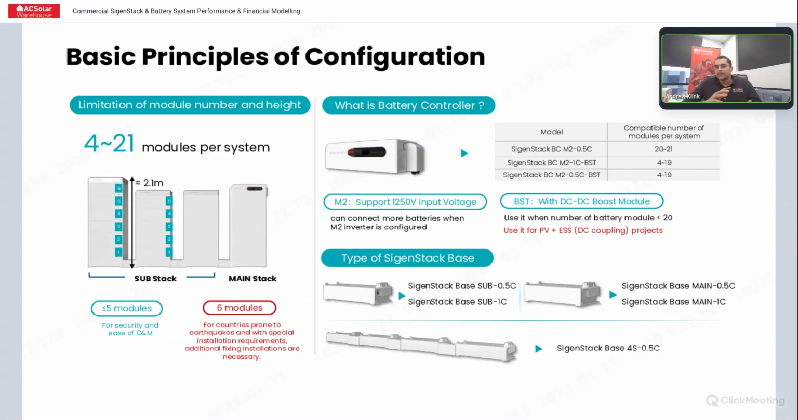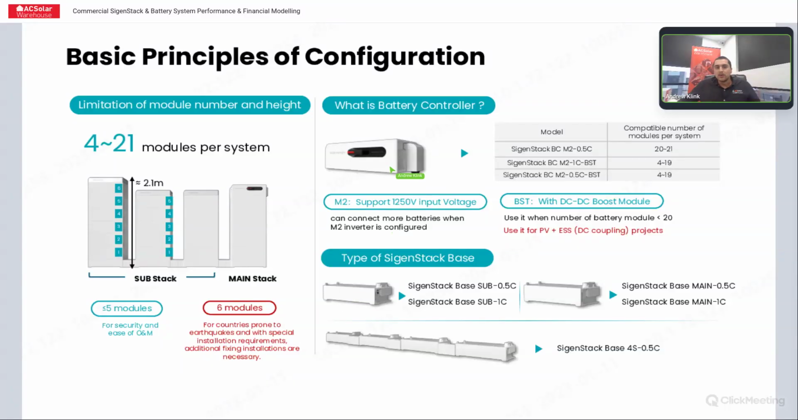So just some design principles for the SigenStack and the battery stacks. There's a minimum of 4 modules, so a minimum of 48 kilowatt hours, and then a maximum of 21 modules per SigenStack inverter. That gets you up to about 252 kilowatt hours with the 12 kilowatt hour modules. The maximum stack height that you really want to stick to is 5 modules in the stack. And if you're doing the full system with 21 modules, you can have one stack with a max height of 6 modules connected back to your inverter.